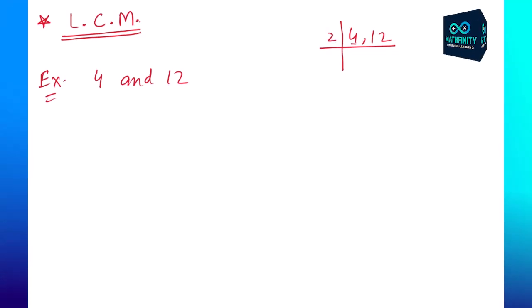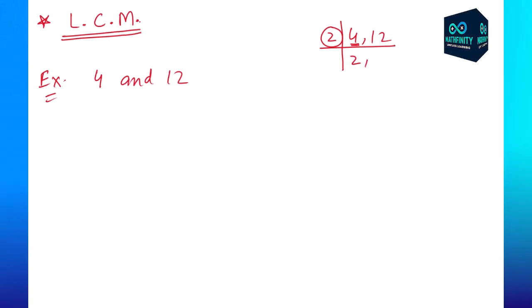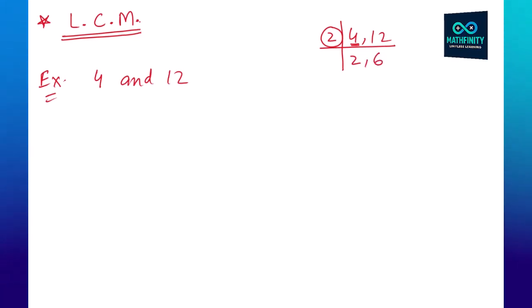4 divided by 2, because what is the number here? 4. 4 divided by 2, what is the answer? 2. Now what is the number here?